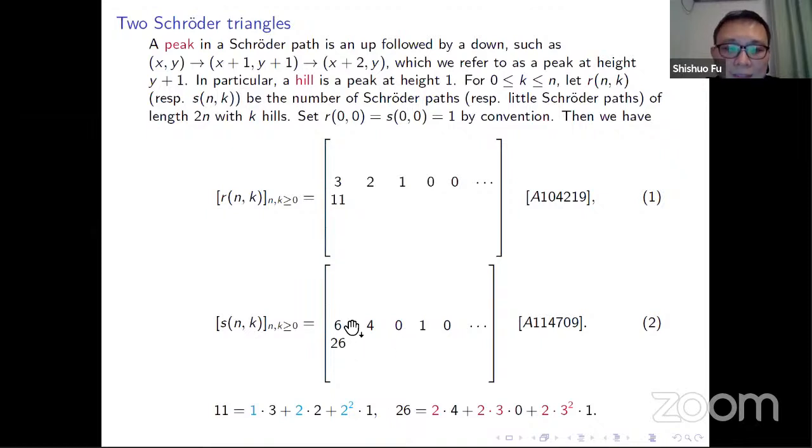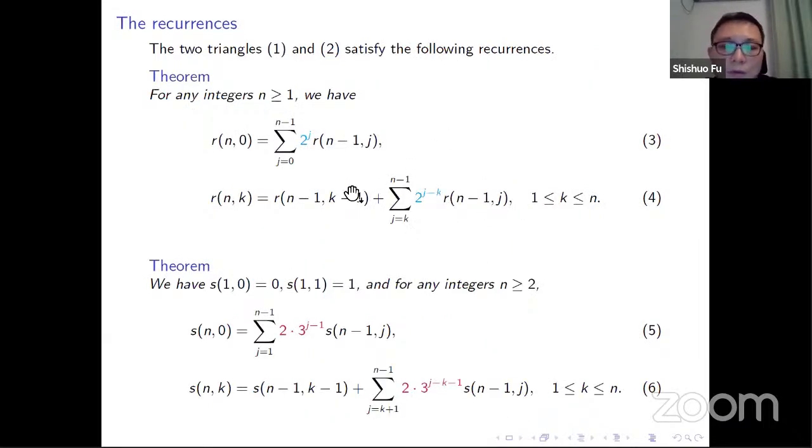Also in the second array, this 26 can be generated from 2 times 4, 2 times 3 times 0, and 2 times 3 squared times 1. Notice that we skip 6 here, so the sequence starts from 4. This is not by coincidence. This is true in general. These two triangular arrays obey such recurrence relations, like we put up here.